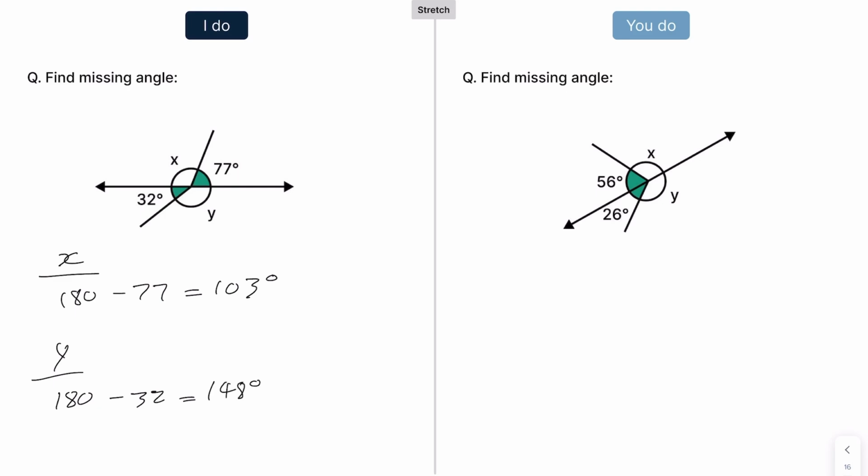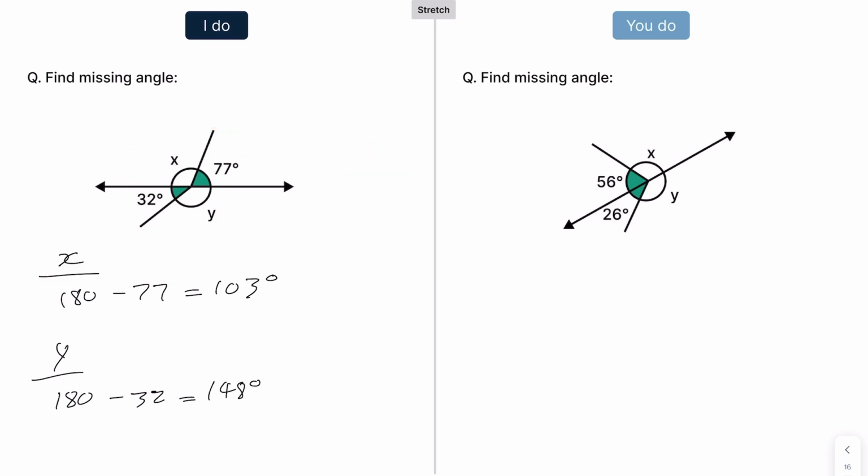So again, it was the exact same concept at the bottom. This is a straight line. Angles on a straight line add up to 180. So if this is 32, y is going to be 180 take away 32, okay? Now just to check that for your own benefit, you can add this, this, this, and this, and they will all add up to 360, okay? Because angles around a point add up to 360.